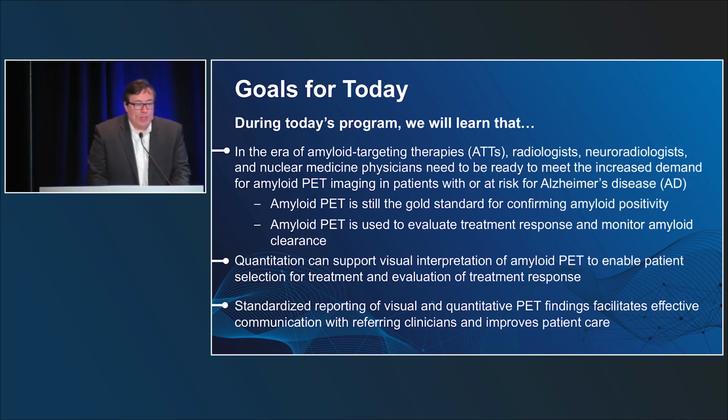Today's goals: because of the advent of amyloid-targeting therapies, radiologists, neuroradiologists, and nuclear medicine physicians need to be ready to meet the increased demand for amyloid PET imaging in patients with or at risk for Alzheimer's disease. Currently, amyloid PET is the gold standard for confirming amyloid positivity clinically, and it is used to evaluate treatment response and monitor amyloid clearance. I'm going to be talking about quantitation, which can support visual interpretation of amyloid PET and allow you to select patients who would benefit from treatment and evaluate their response to treatment.